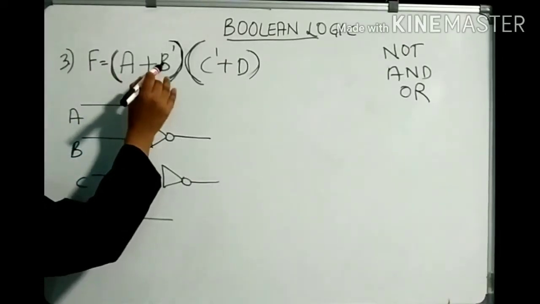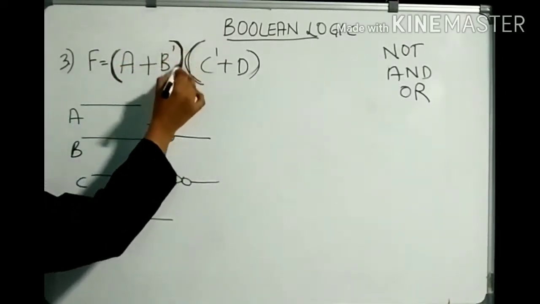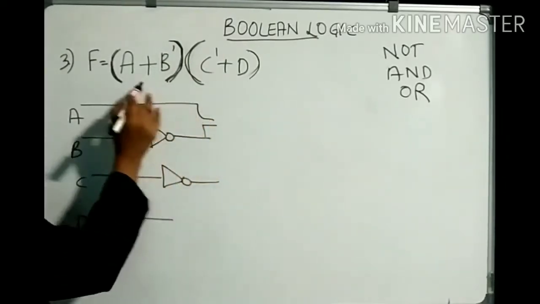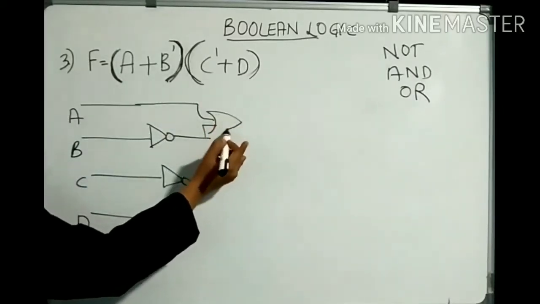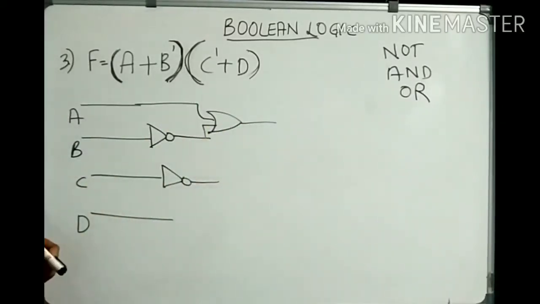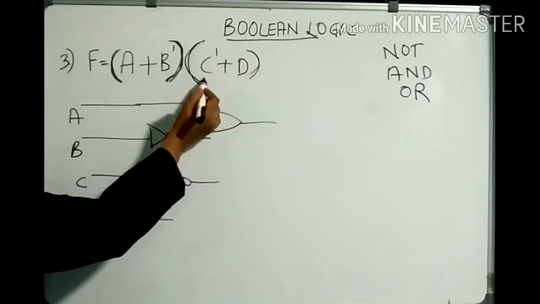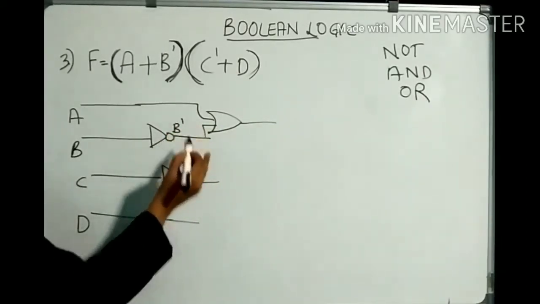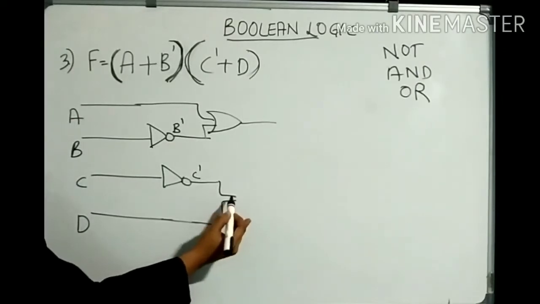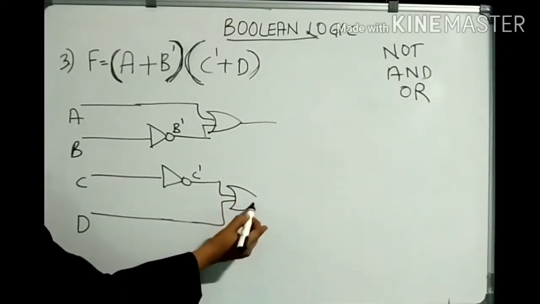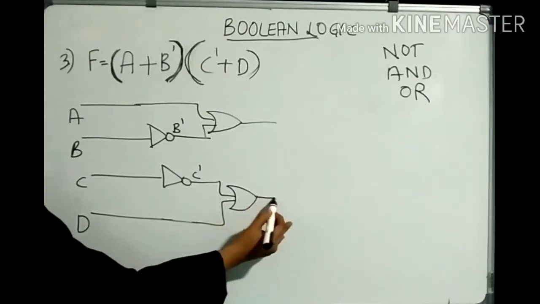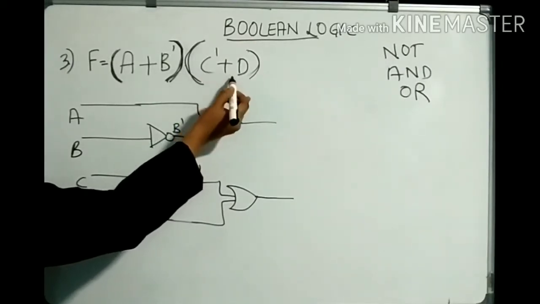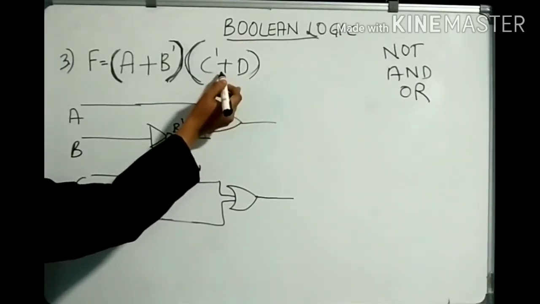Now A or B dash, because this is inside the bracket, we have to finish that first. So A and B dash we have to OR, because it is plus here. This is how we draw the OR gate. Then C dash plus D, or C dash OR D. So this is C dash, this is B dash. C dash or D. Better it is to name it as OR.